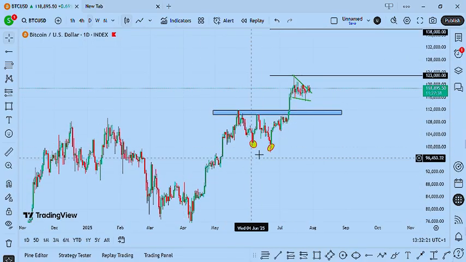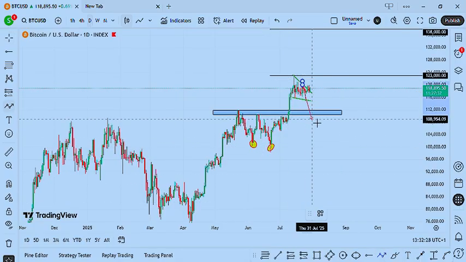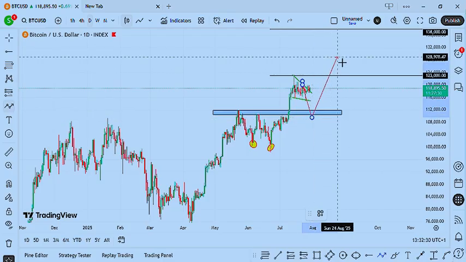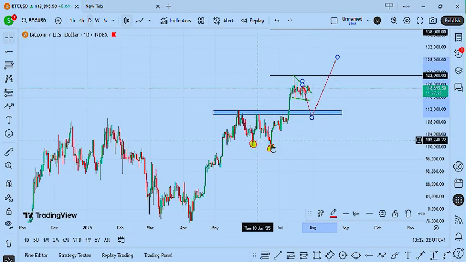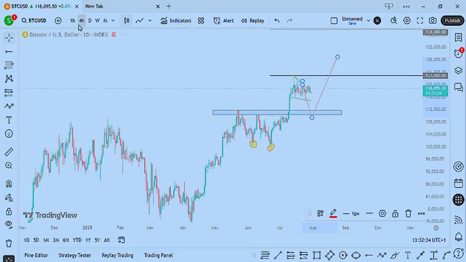So right now, this is a double bottom right here. What I'm expecting Bitcoin to do, we might see further decline on Bitcoin. We might see a decline to this neckline before we see a push to the upside on Bitcoin, because right now, this is a double bottom.